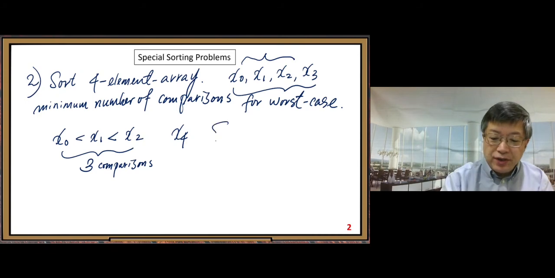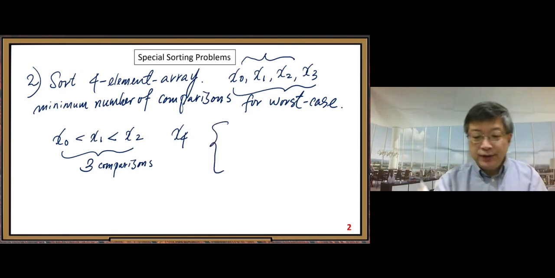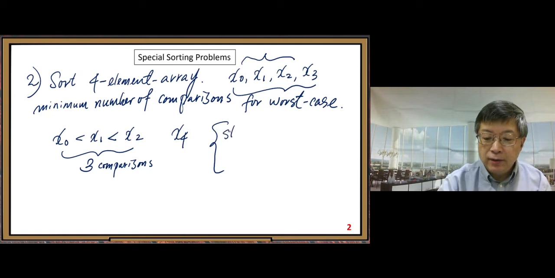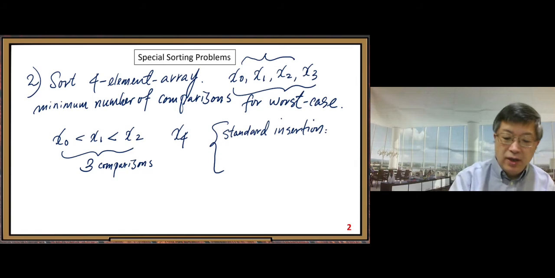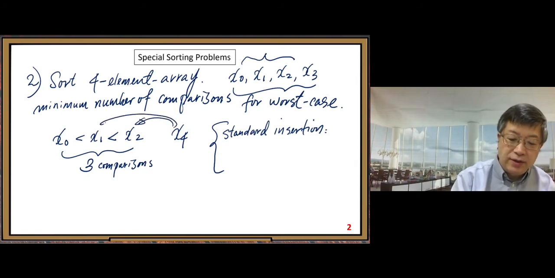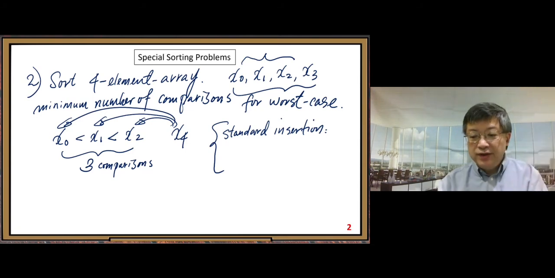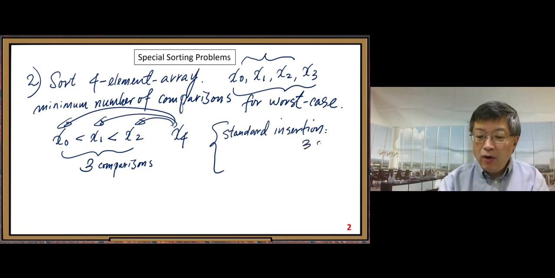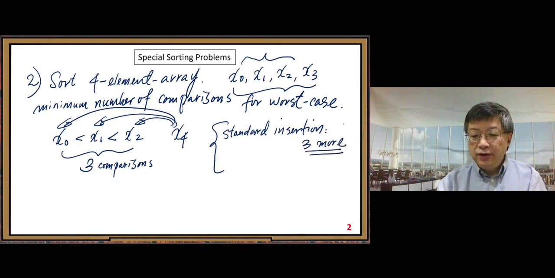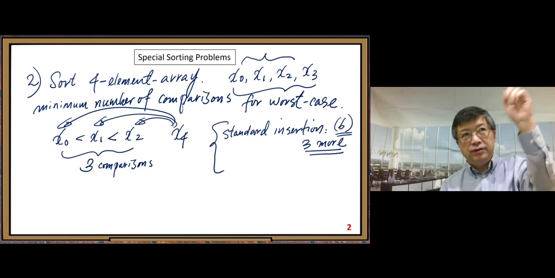Now we need to consider 2 ways. The first way, standard insertion. If we use the standard insertion way, that is 1, 2, 3, right? Worst case, you need 3. So you need 3 more. So the total answer, 3 plus 3 is 6 comparisons.